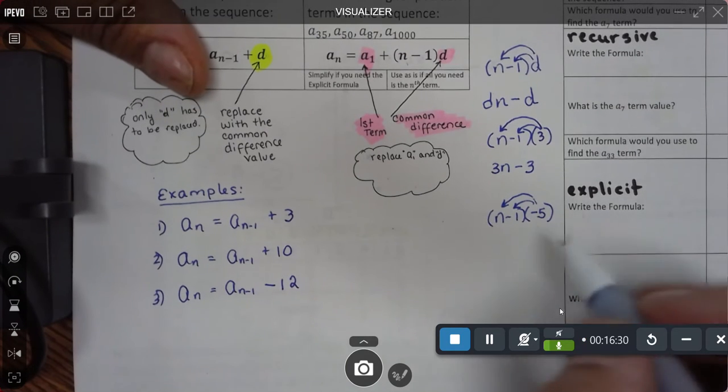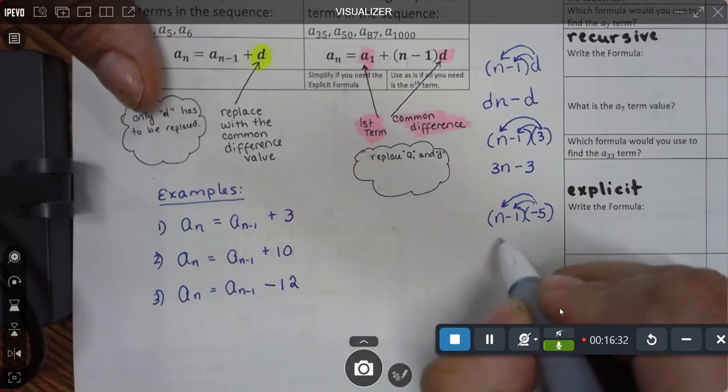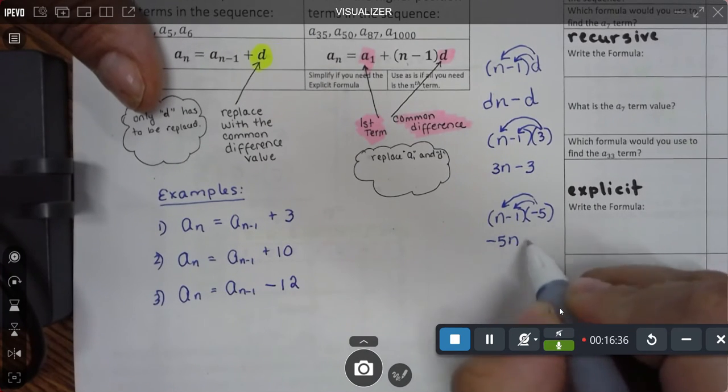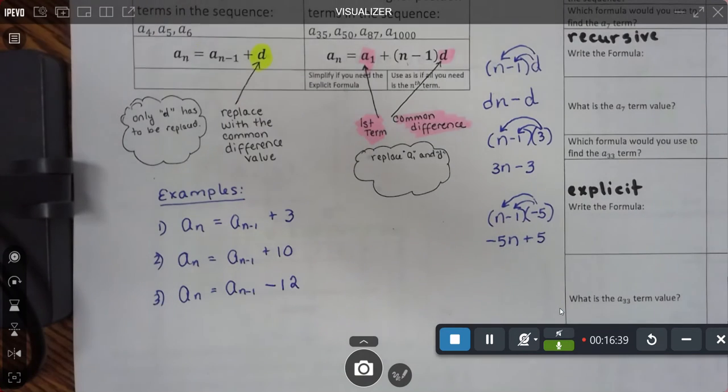All right, so what is -5 times n? And what is -5 times -1? There you go. Any questions? Do y'all see the magic? All right, so you should have no fear.